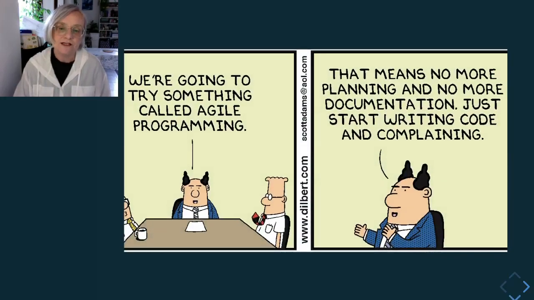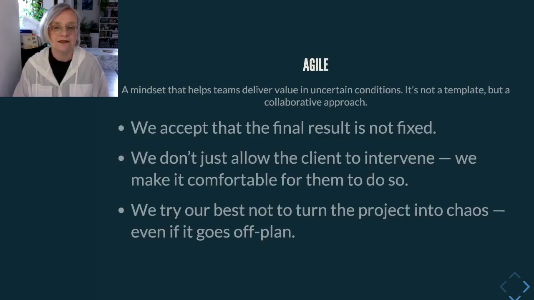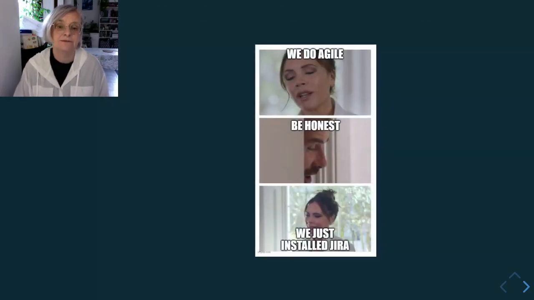Some people joke that Agile means no planning, no documentation, but just code fast and complain later. But of course, that's not true. Agile is not chaos. It's about being smart and flexible, planning just enough to move forward and adapting quickly when things change. And as a funny meme says, we are doing Agile because we installed Jira. But in real life, Agile is not about tools.